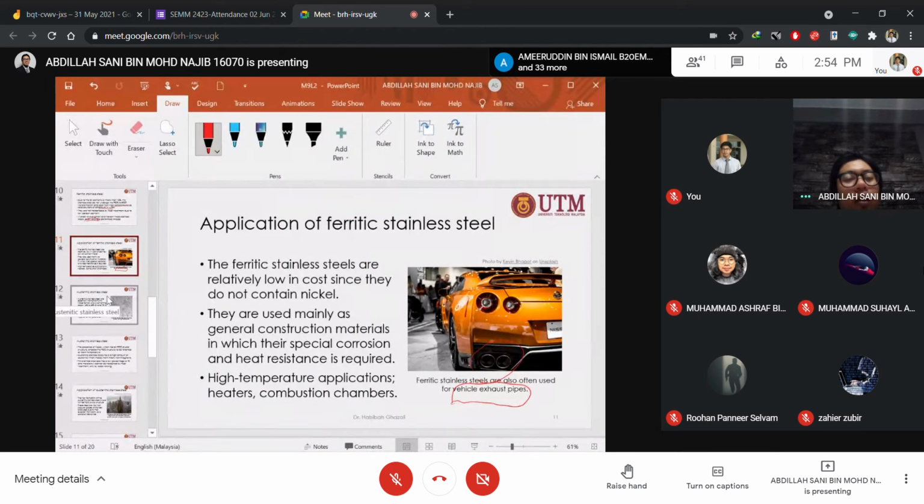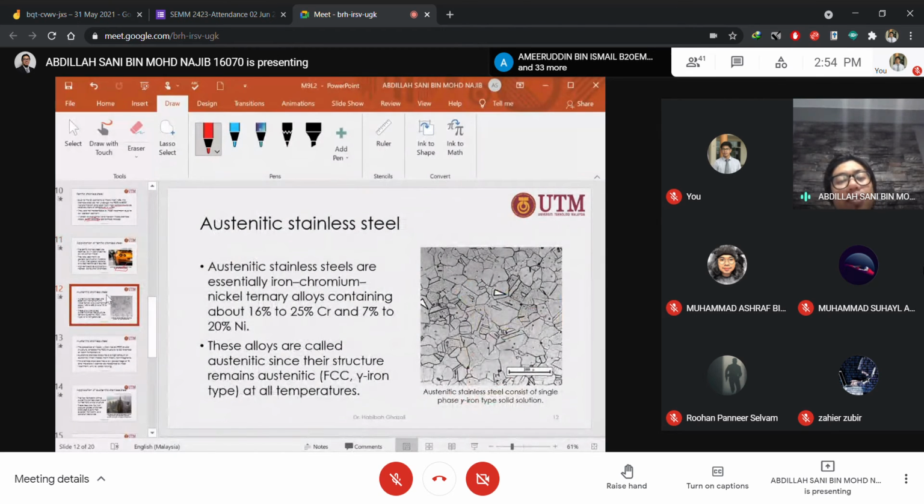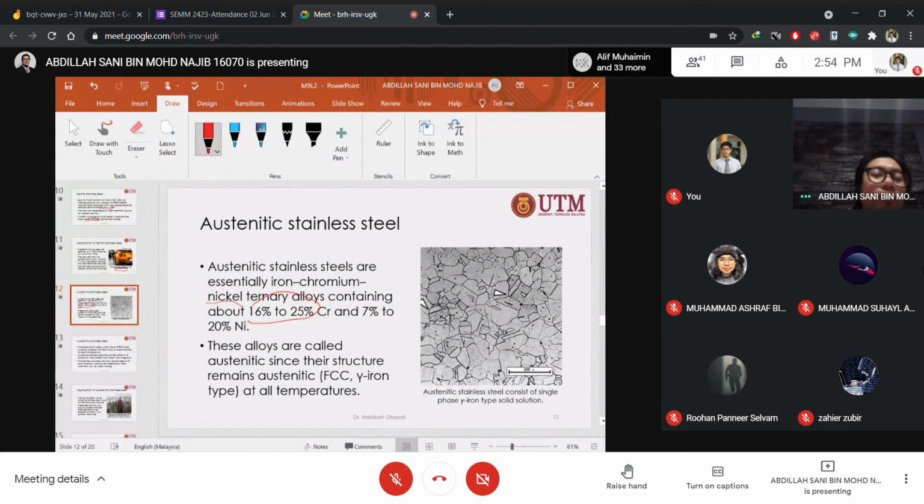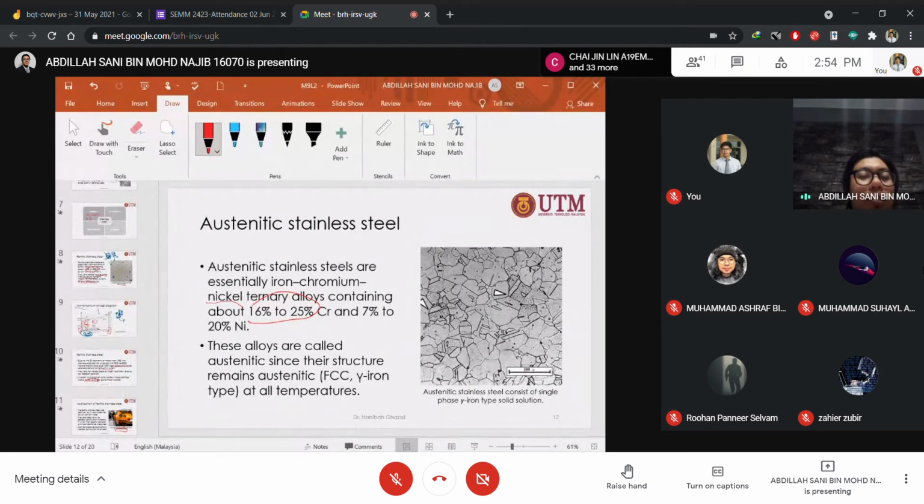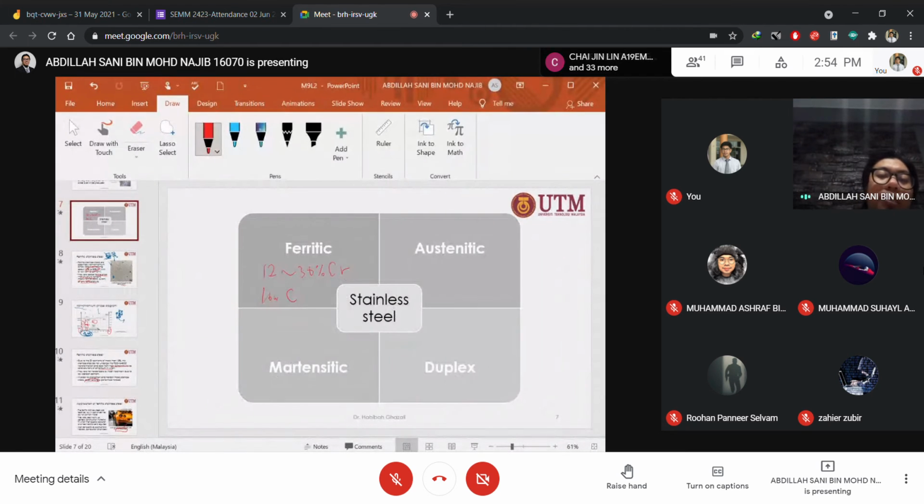Apart from ferritic stainless steel, the second one we have is austenitic stainless steel. Austenitic stainless steel is essentially an iron-chromium-nickel ternary alloy. So the difference is we now have nickel, containing about 16 to 25% nickel and 7 to 20% chromium.